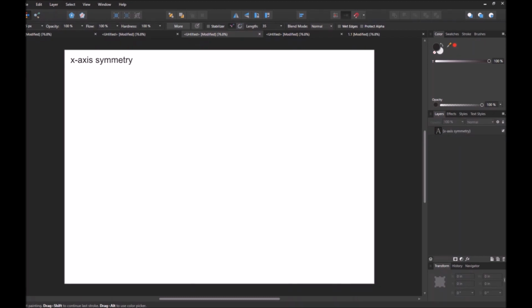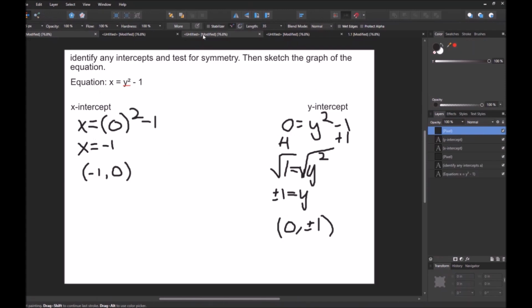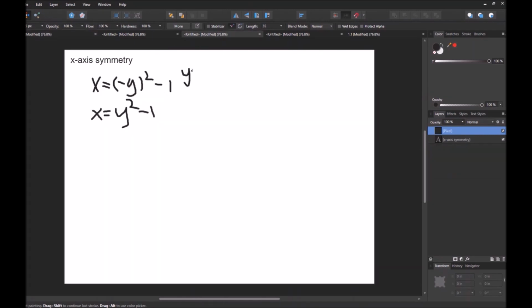Now for x-axis symmetry, we're going to plug in negative y for y and solve the equation. And if it's the same, then we know it's symmetric about the x-axis. So we're going to have x equals negative y squared minus 1, and negative y squared is just y squared. So we have x equals y squared minus 1, which is the same equation. So we can say yes, this is symmetric about the x-axis.